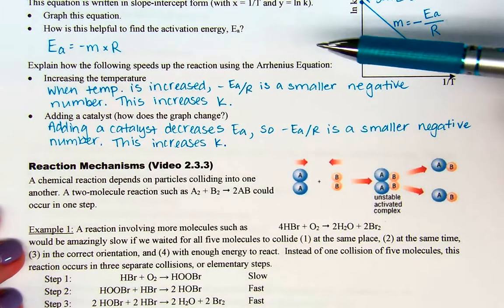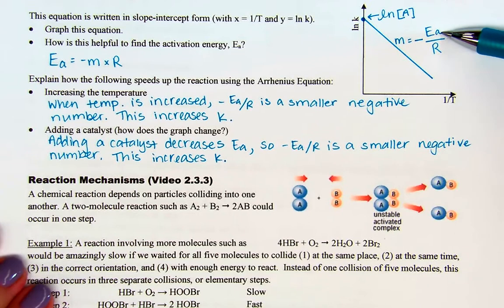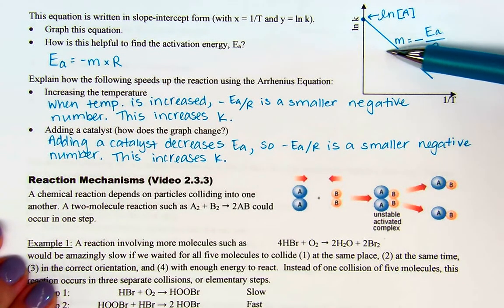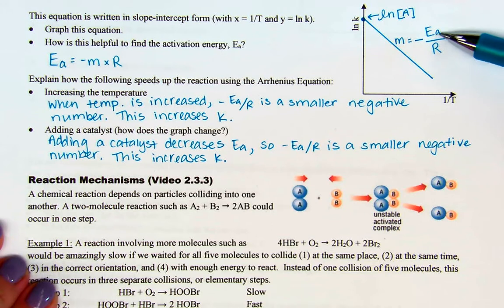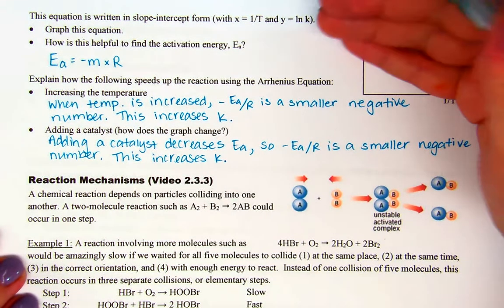So also, because EA is smaller here, what's this going to do to our graph? Well, our graph is going to have a much less steep slope, so it's going to be a lot flatter looking here. If we have a smaller EA, our slope is smaller, makes sense, so this is going to look flatter.